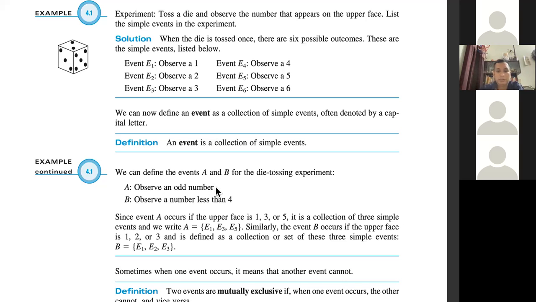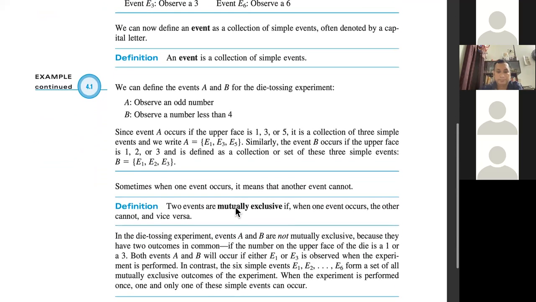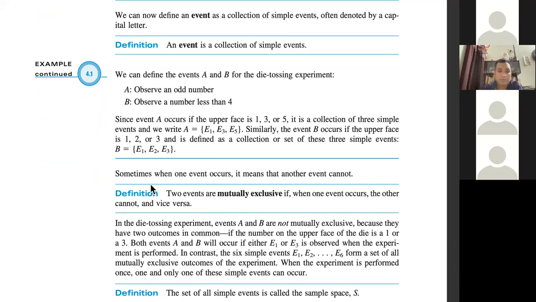1, 3, and 5. Observe a number less than 4: 1, 2, and 3. Sometimes when one event occurs, it means that another event cannot.